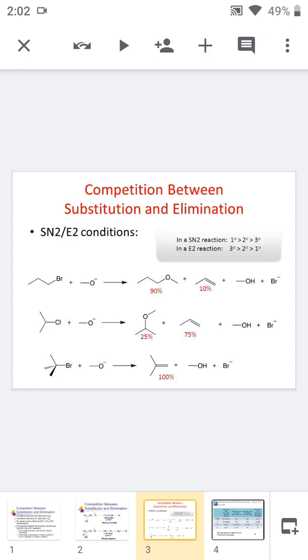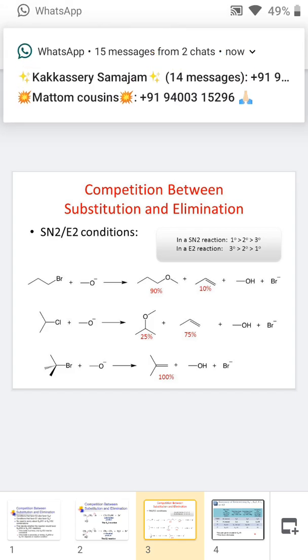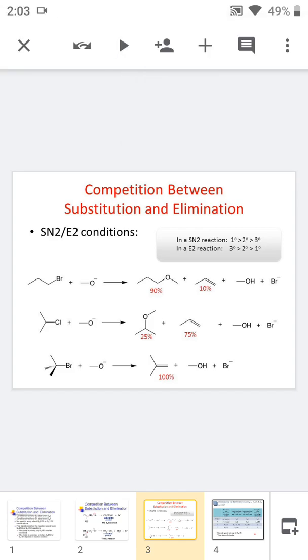So consider a primary alkyl halide and our base is CH3O minus. Then what will happen? If it is primary, naturally a substitution reaction is favored, because according to this concept SN2 reaction favors the primary, so the substitution reaction will occur. Simultaneously a little minor product, the alkene, is produced. So there is a 90% possibility for the SN2 and only 10% for the E2 elimination.